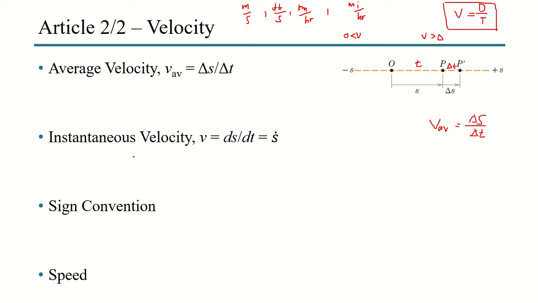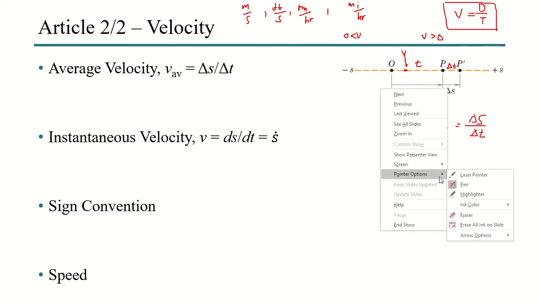All right, and when we speak of instantaneous velocity, that is the velocity at any given instant of time. So for example, you're asked to find the velocity at this point. We have here the instantaneous velocity v at this point, which is defined as ds, or the derivative of the displacement with respect to time.